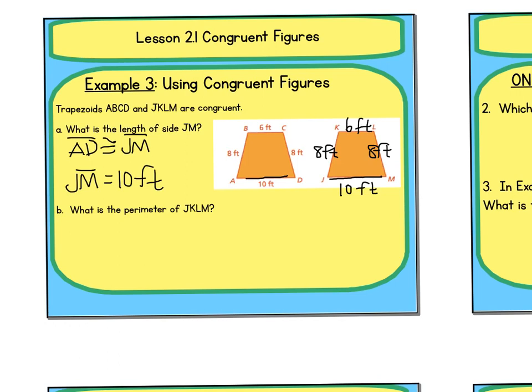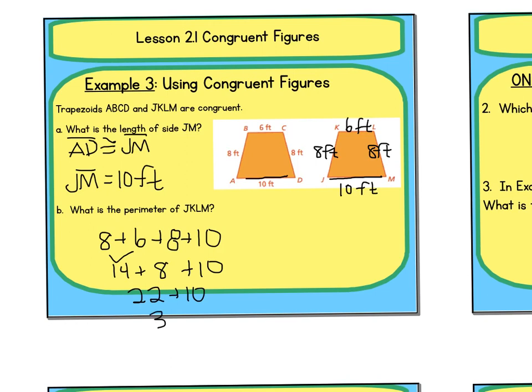So the perimeter, remember that's the distance around the outside. We have 8 plus 6 plus 8 plus 10. So that gives us 14 plus 8 plus 10 gives us 22 plus 10 gives us 32. And we've got a label of feet.